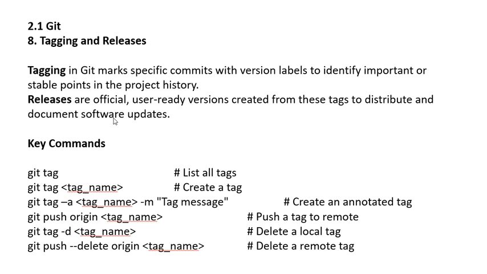To distribute and document software updates, the key commands are: git tag, which lists all the tags; git tag tag_name, which creates a tag; git tag -a tag_name -m "tag message", which creates an annotated tag; git push origin tag_name, which pushes the tag to the remote; git tag -d tag_name, which deletes local tags; and git push --delete origin tag_name, which deletes the remote tags.